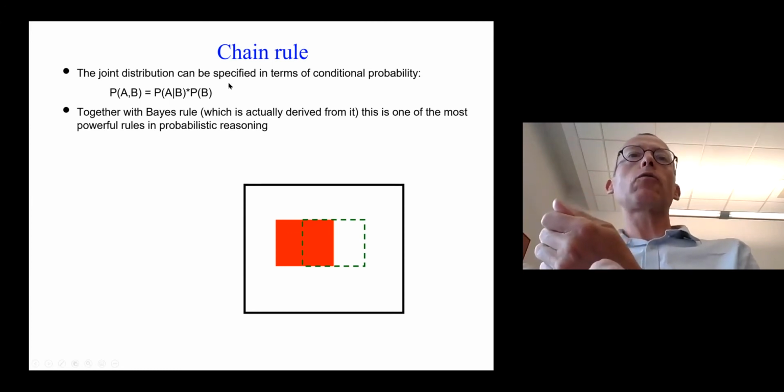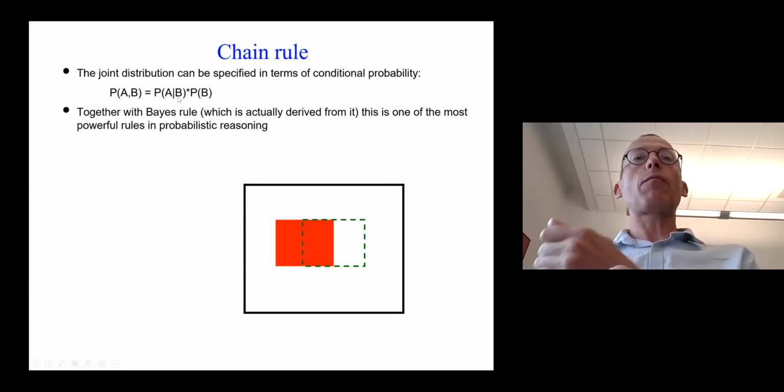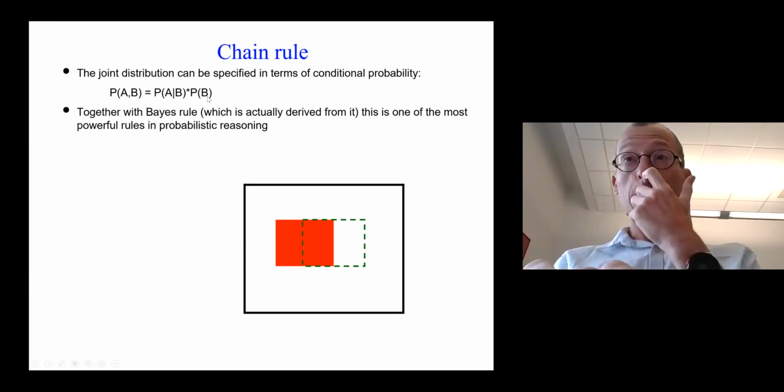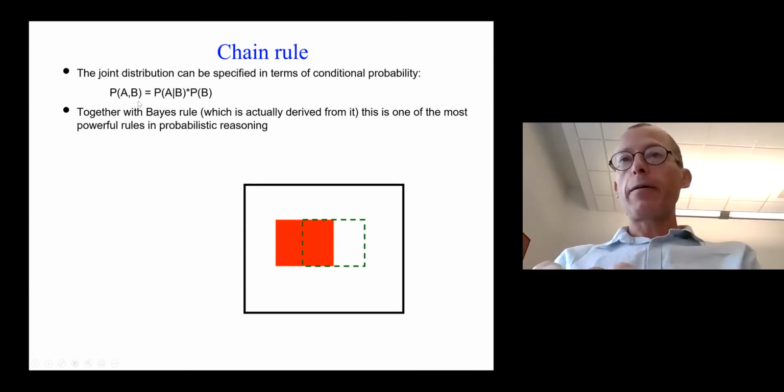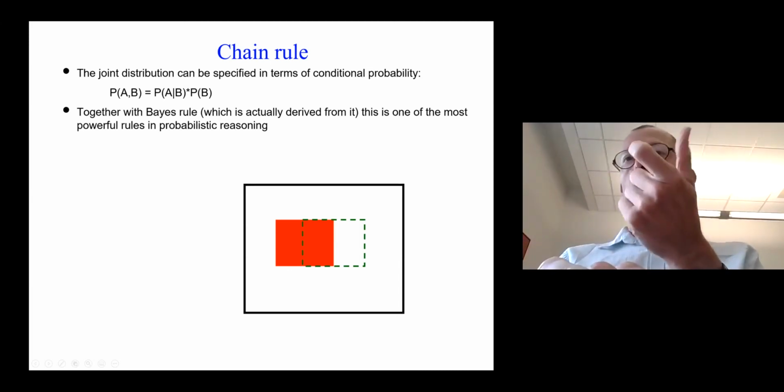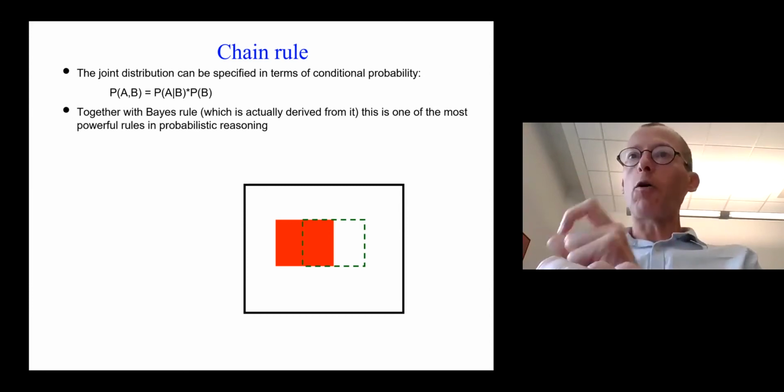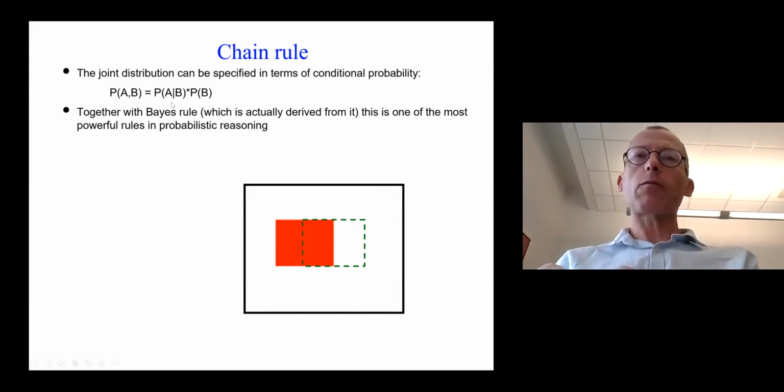So you can also do the same to say the probability of B given A times the probability of A. It will be the same, right? There's no meaning to the ordering of A and B. So both of these will work.